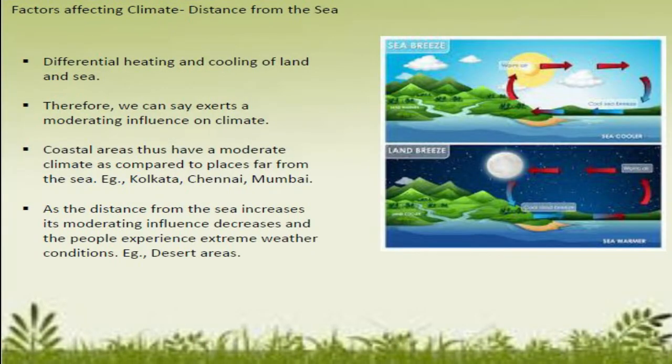Distance from the sea. Have you wondered why the places near the sea have moderate climatic conditions, whereas places far from sea experience extreme climatic conditions? Simply put, places near to the sea are coastal areas, so they have moderate climate due to the differential heating and cooling of land and sea. Example, Kolkata, Chennai and Mumbai.